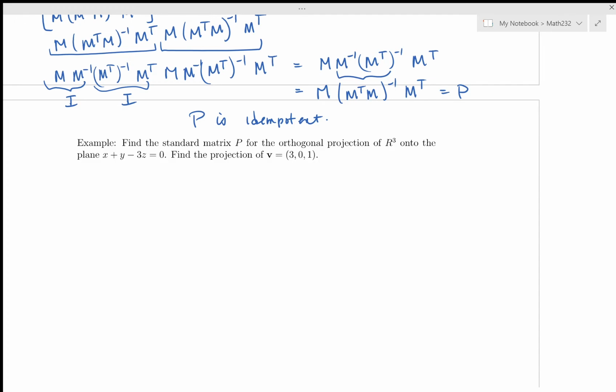Okay, our final example here. Hopefully I can hold up. We're going to try to find the standard matrix for the orthogonal projection of R3 onto the plane. So we have some plane oriented in R3. We want to be able to find a matrix such that we can then take any vector, multiply on the left by the matrix, and find out what the projection of that vector is onto the plane.